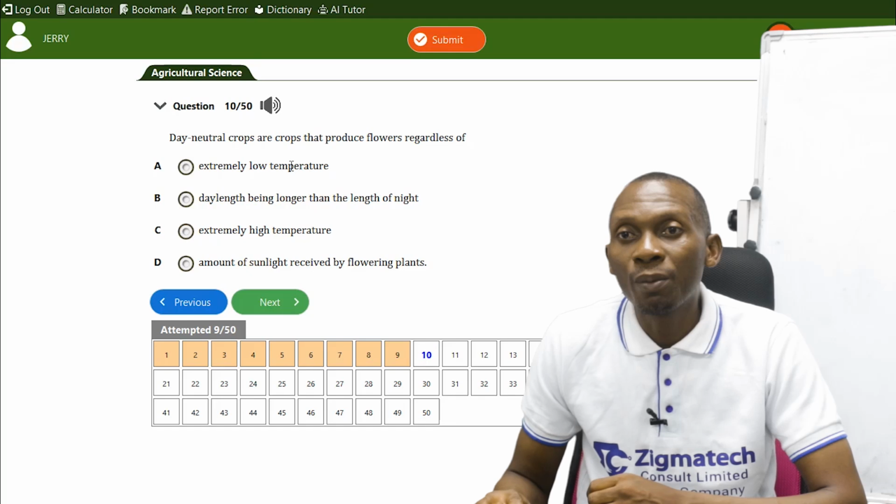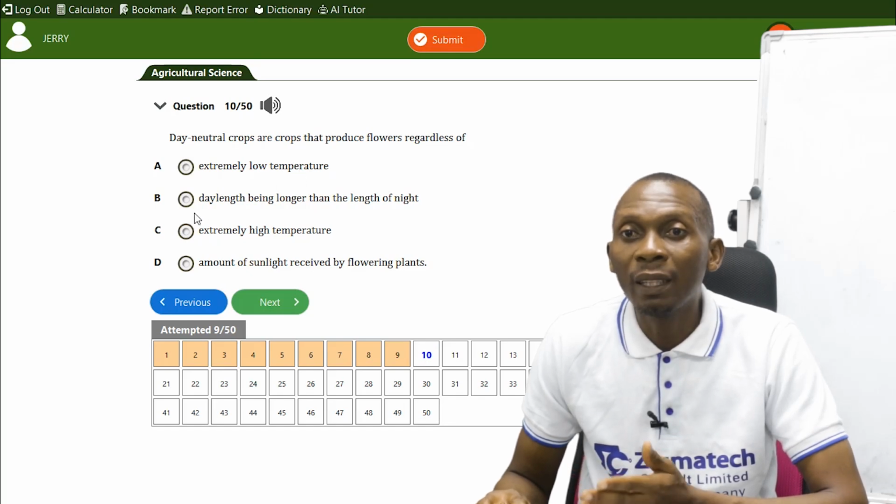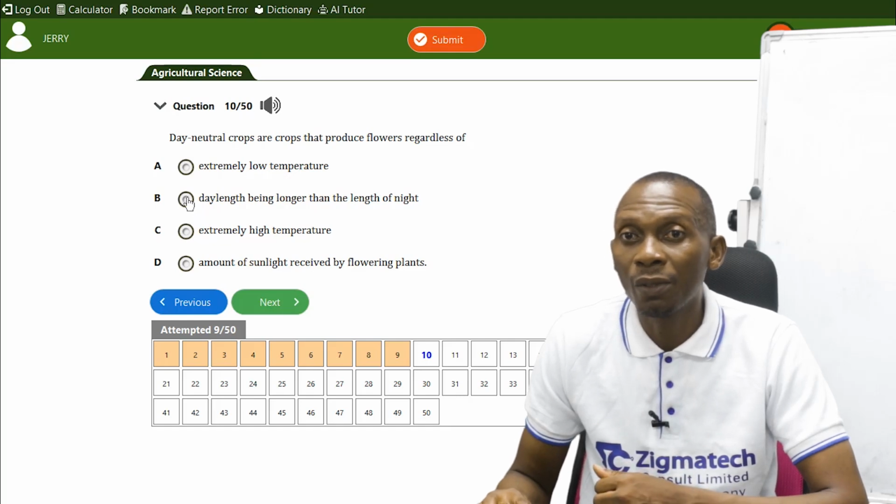That's day neutral crops are crops that produce flowers regardless of the day length being longer than the length of night. An example of such a crop is tomatoes. So the answer is B.